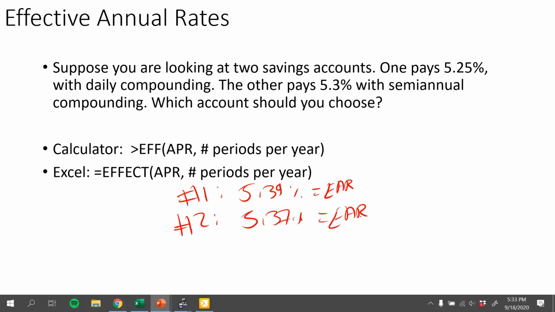All right, so now we can compare these two since now they're in the same type of units, and this tells me that I should go with number 1 because it gives me a higher effective annual rate. All right, so those are all the problems I have. Thanks for sticking with me, and hopefully these helped out a little bit.